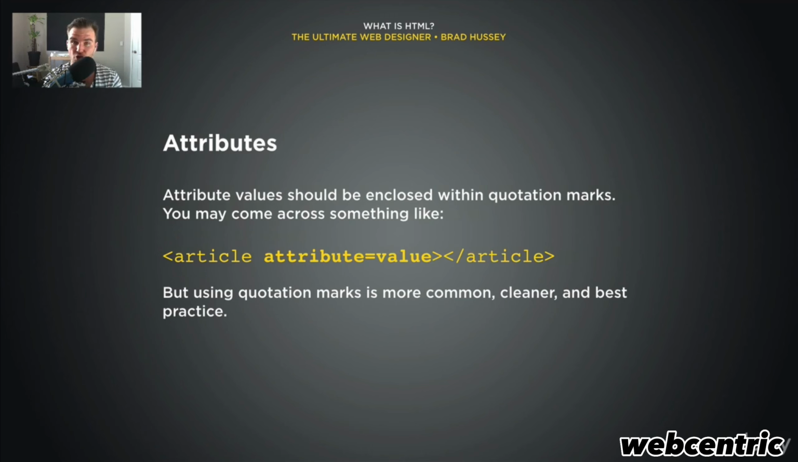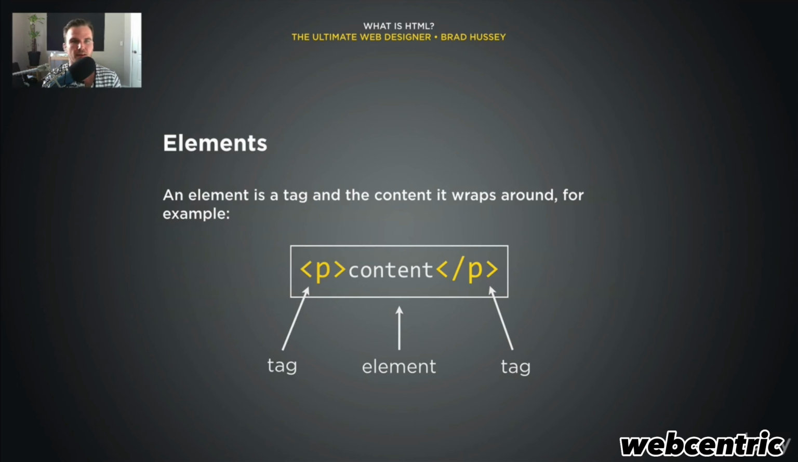Attribute values should be enclosed within quotation marks like you just saw. You may come across something like this on the web. So we have an article tag, could be any tag really, and an attribute with the value right after, but it's not surrounded in quotation marks. You can do that. Sometimes it's valid, but some browsers don't interpret this properly, so it's usually best practice to add the quotation marks and be consistent.